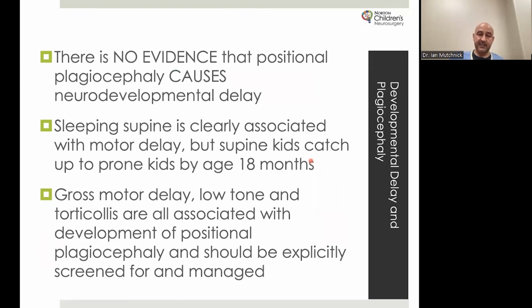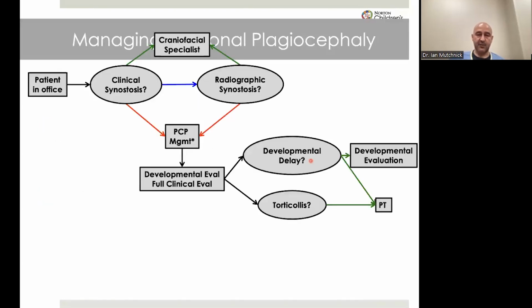Sleeping supine is clearly associated with motor delay. So it was an interesting trade-off. Putting kids on their back avoided SIDS. They reduced SIDS by 40%. However, there is a motor delay, but supine kids can catch up to prone kids by age 18 months. Gross motor delay, low tone, and torticollis are all associated with the development of plagiocephaly. But again, it does not cause those things. It is just associated with them.